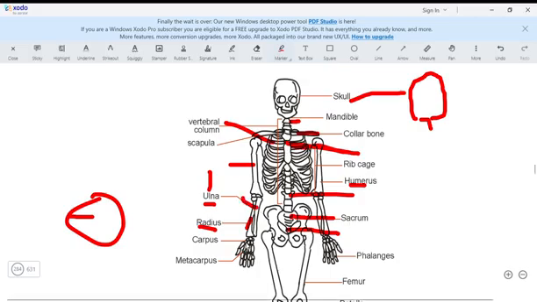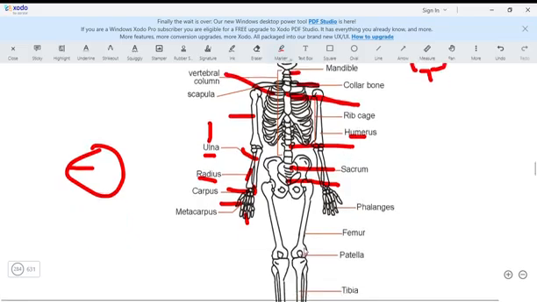If you come down again, we have the carpals. Carpals are here, about eight small bones in your wrist. Then we have the metacarpals, those that are away from the carpals. That's where you have your palm. Then the tiny ones are the phalanges, where you have your fingers. So that's the upper part.